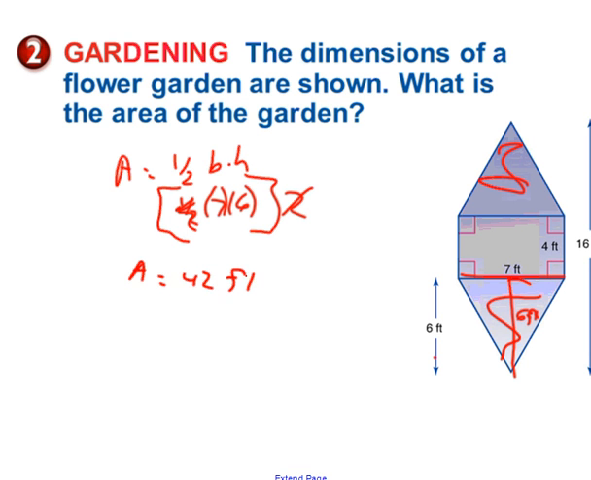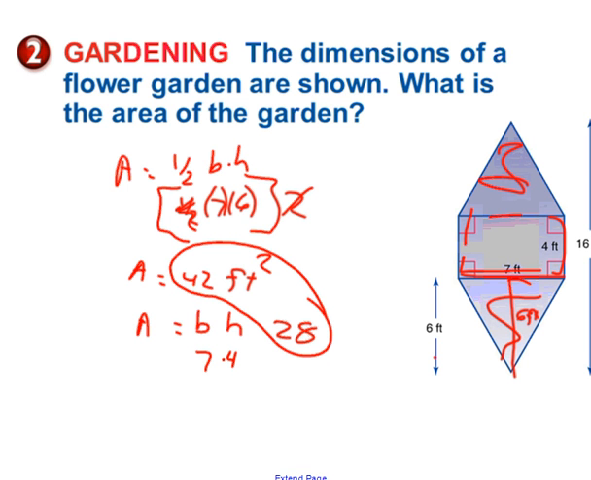square feet. Now for the rectangle, the big rectangle in the middle here, the area of the rectangle is equal to base times height, which in this case is 7 times 4. 7 times 4 is 28. So I've got 28 plus 42 becomes area is equal to 70 feet squared.